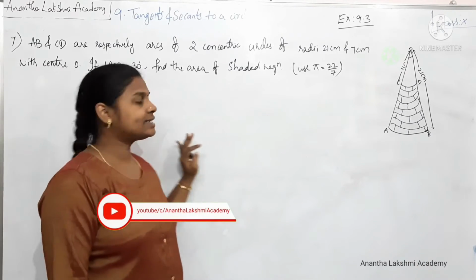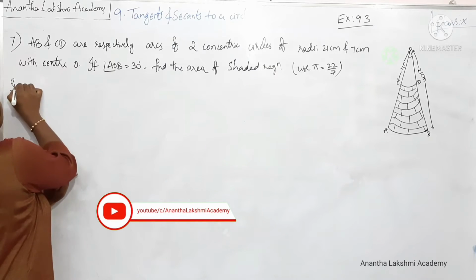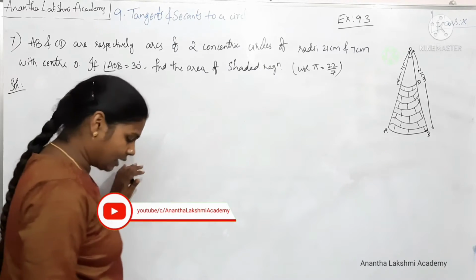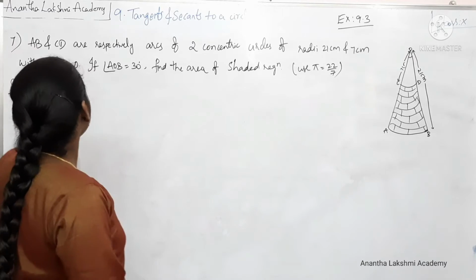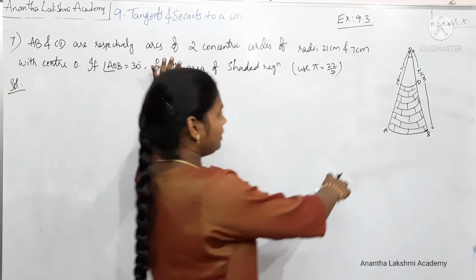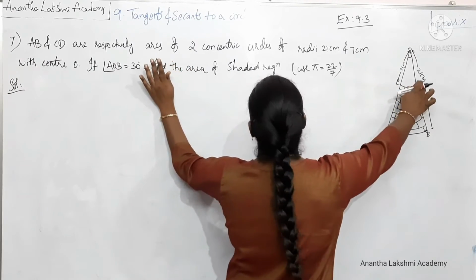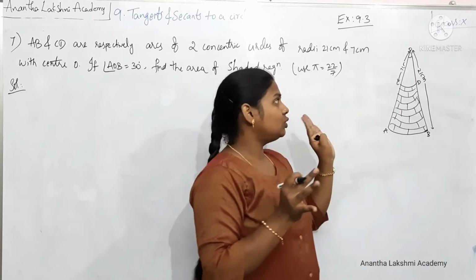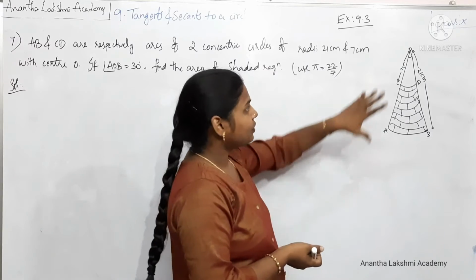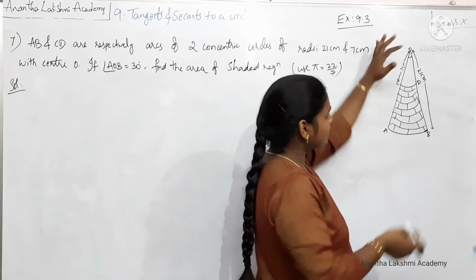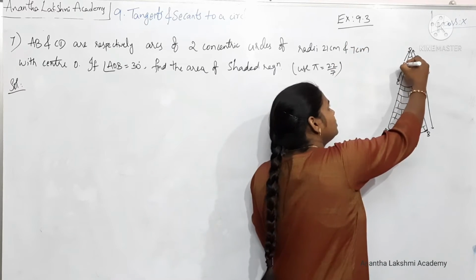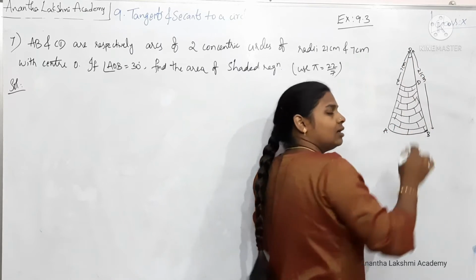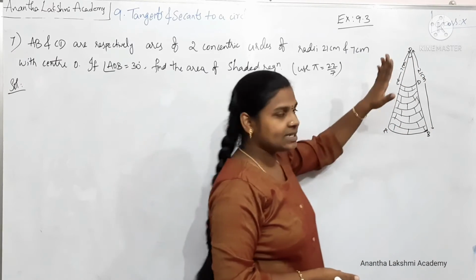So here we have the 7th problem written on the board. Let me read that out. If AB and CD are respectively arcs of 2 concentric circles. Here 2 concentric circles are given. This is an arc of a concentric circle. What is a concentric circle? 2 circles which lie one inside the other with the same center.